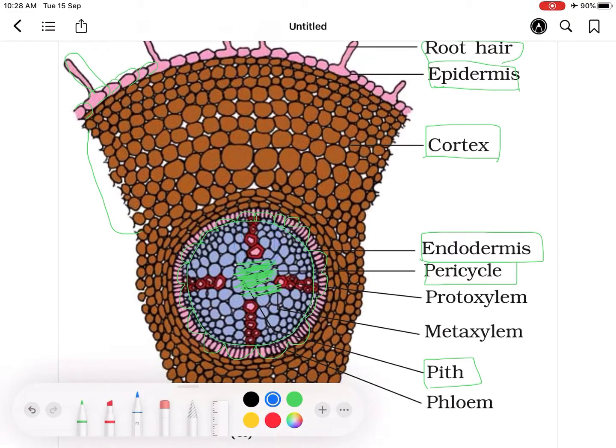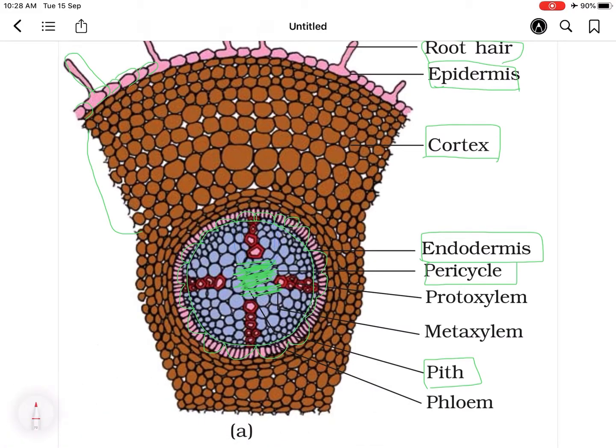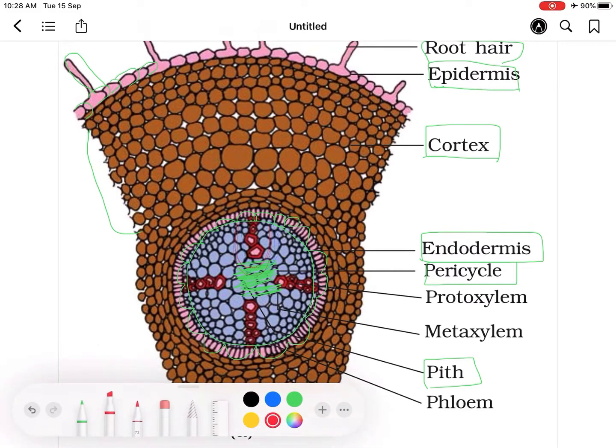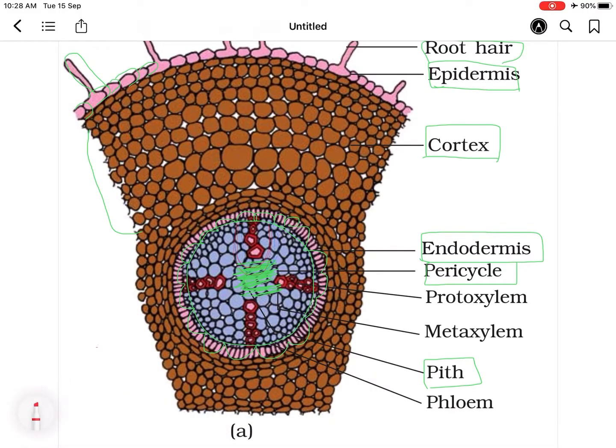I'll take another color so that it will be clear to you. So this portion will be showing the xylem and phloem part. So here xylem towards the inner side is metaxylem. Metaxylem are comparatively larger in size, so they are almost present towards the center, that means the pith, and then the smaller xylem are present towards the outer part, known as the periphery.